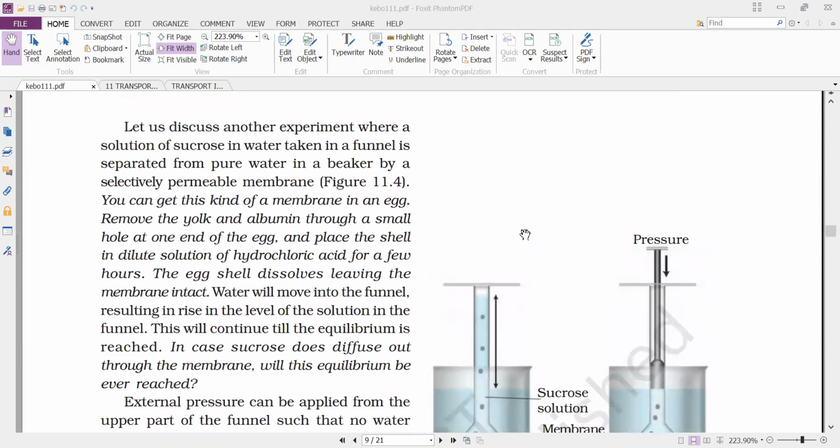Next, let us discuss another experiment where a solution of sucrose in water taken in a funnel is separated from pure water in a beaker by a selectively permeable membrane. You can get this kind of membrane in an egg.